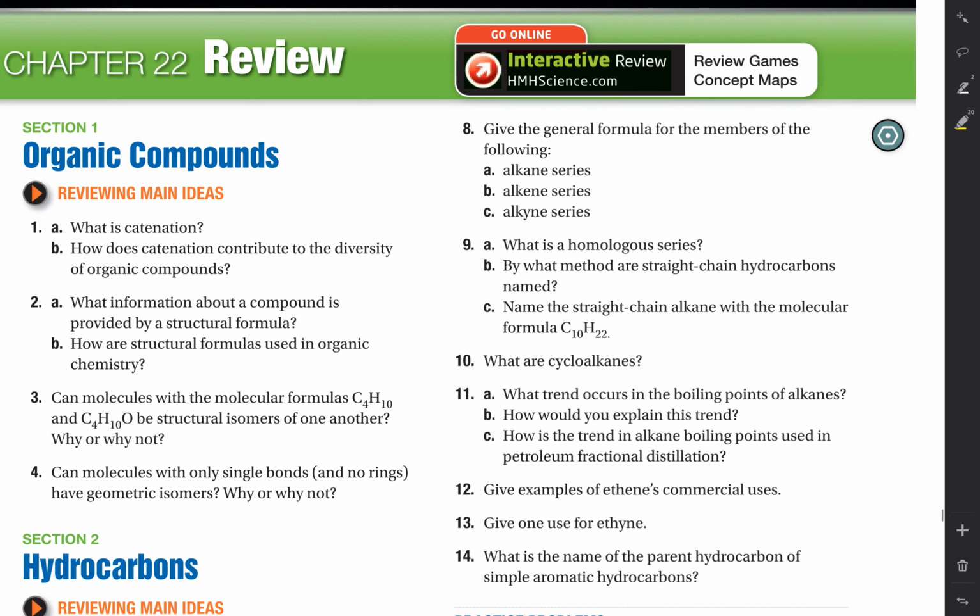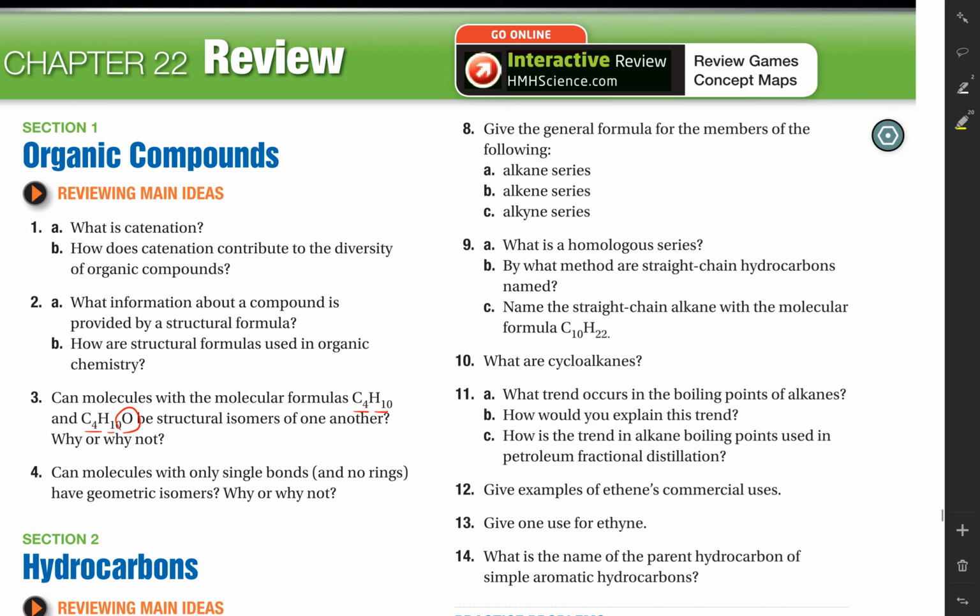Question number 3. Can molecules with the molecular formula C4H10 and C4H10O be structural isomers of one another? Why or why not? So we know that they cannot be isomers of each other, because if they want to be isomers of each other, they must have the same molecular formula. But these two compounds have different molecular formulas. Although the number of carbon and hydrogen is the same for both of them, the second compound has one extra oxygen. So their molecular formulas are not the same. That's why they cannot be isomers of each other.